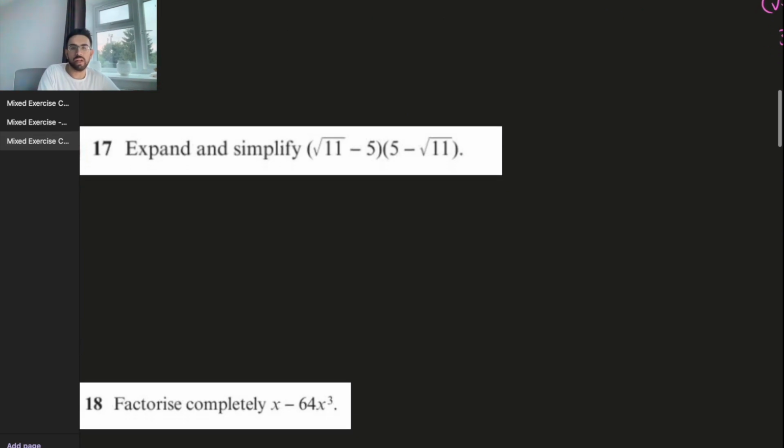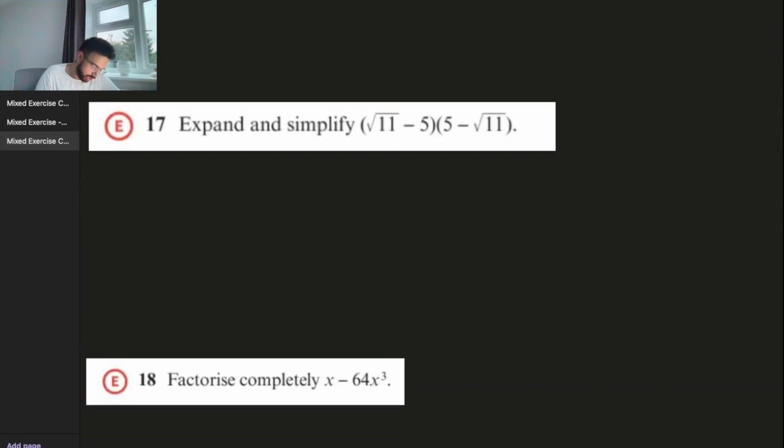Okay, let's have a look at question 17. Here we've got to expand and simplify. So I'm going to do the FOIL method. So just to recap my FOIL, this is my F, this is my O, this is my I, and this is my L. Okay, so we're going to do the first terms, we're going to multiply them together. So we're going to get 5 root 11.